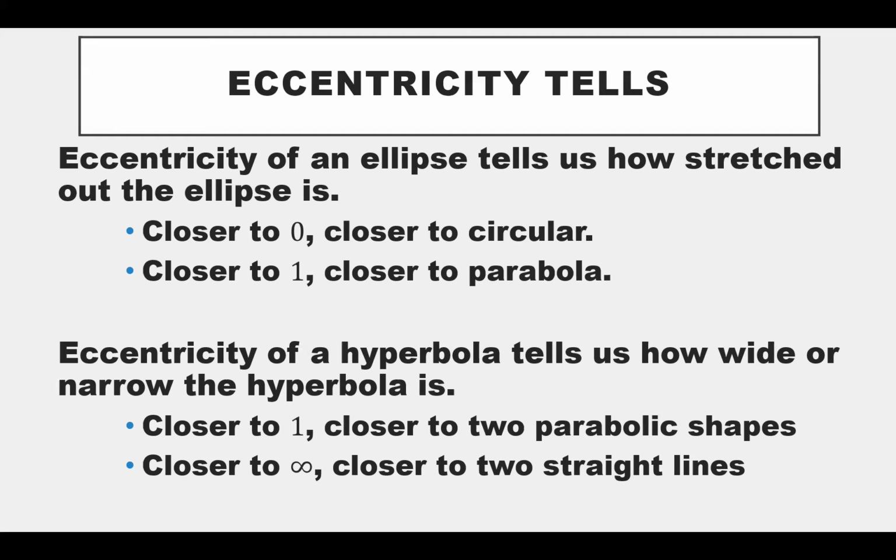So that it's kind of easy to see that on the ellipse. The closer to 0, the closer to a circle, closer to 1, the more stretched out the ellipse is. On a hyperbola, it's a little bit harder to visualize that. So I'll try to graph a hyperbola and mess with the eccentricity so we can visualize that.